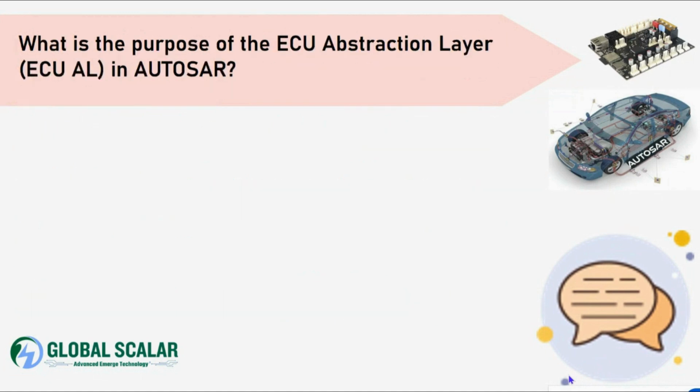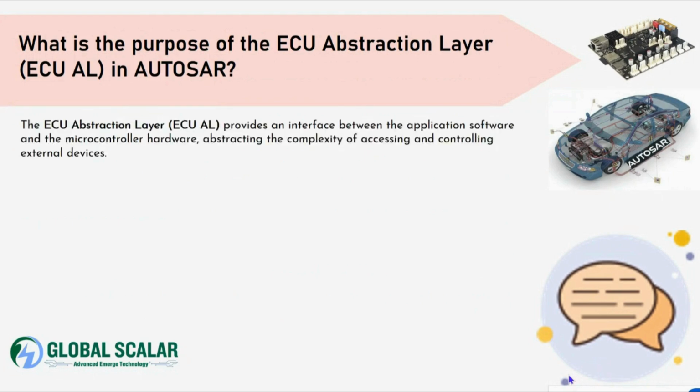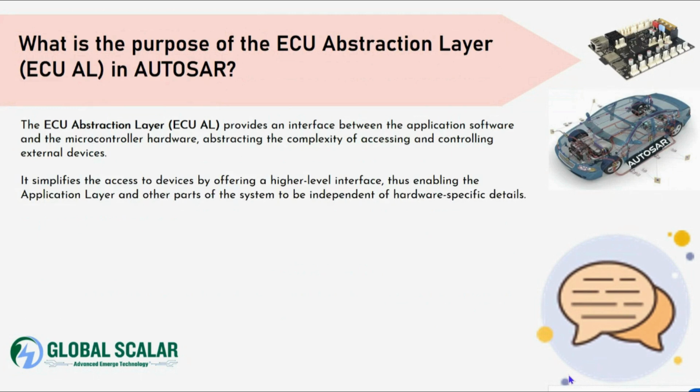What is the purpose of the ECU abstraction layer in AUTOSAR? The ECU abstraction layer provides the interface between the application software and the microcontroller hardware, abstracting the complexity of accessing and controlling the external devices. It simplifies access to devices by offering a higher-level interface that enables the application layer and other parts of the system to be independent of the hardware-specific configuration details.